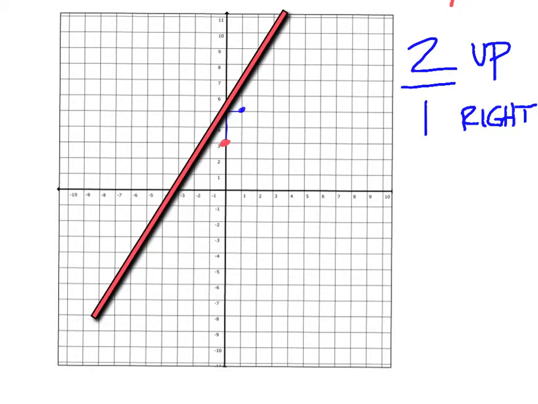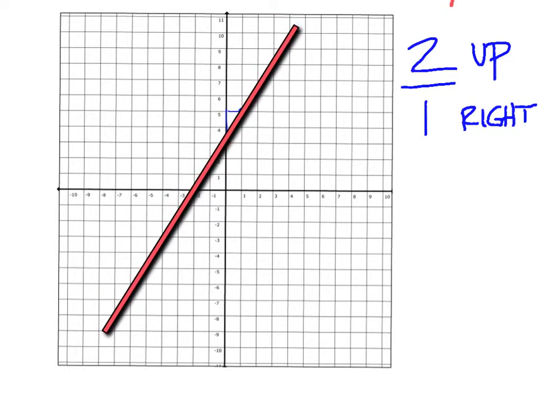Your line will go through those points like this, and you must put arrows at either end of the line, and it must extend all the way through the graph. Those three things must be in place, otherwise we will not count it.